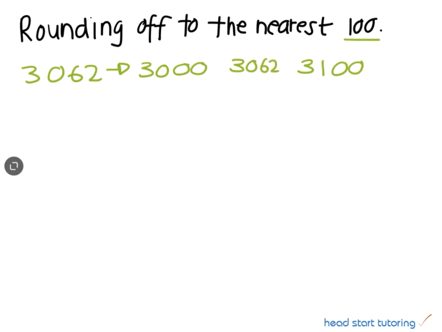So when we are working out the nearest 100, we need to underline our 100 place value. So there's our 100 place value. We've got 0 hundreds in this number 3000. We've also got 0 hundreds in this number 3062. And we've got 1 hundred in this number 3100. So this is obviously the number that we are working with.